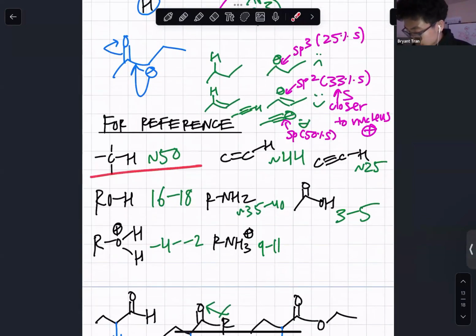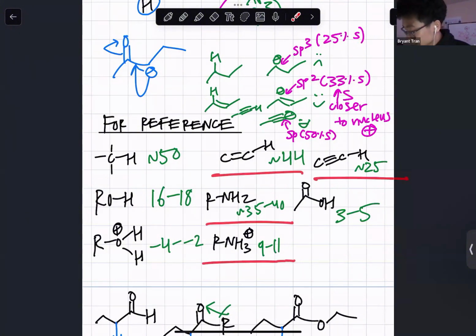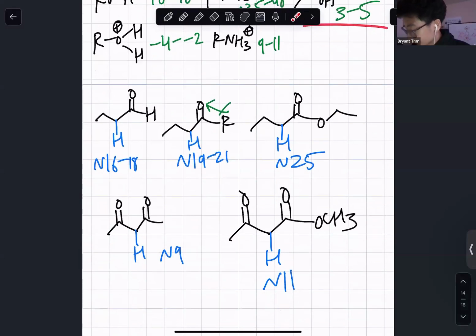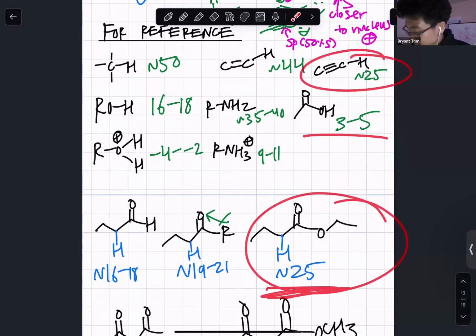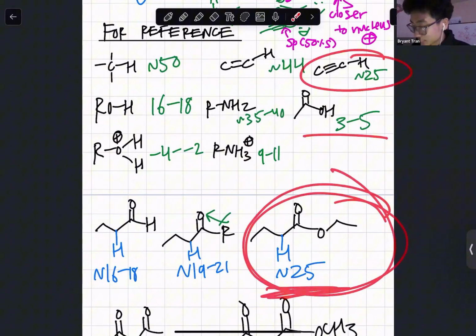So reference: alkane is 50, alcohol 16 to 18, oxonium ion -4 to -2, ammonium ion 9 to 11, amine 35 to 40, alkene 44, alkyne 25, carboxylic acid 3 to 5. Now this is where we see the other 25. So 25 here could be the alkyne right here, or this thing that she put on the quiz, the one next to the ester.